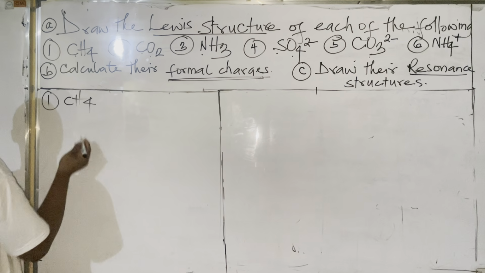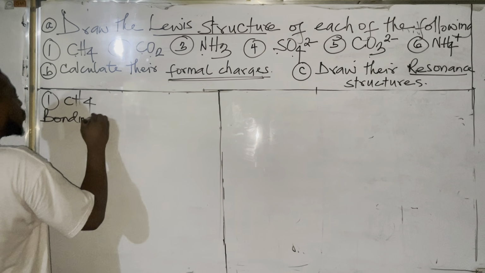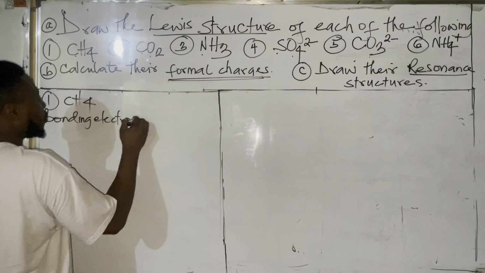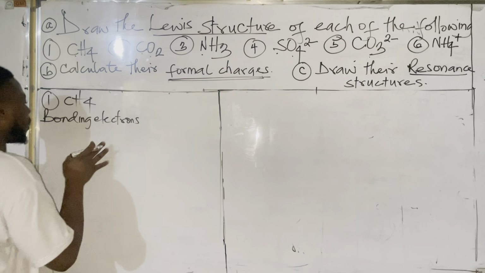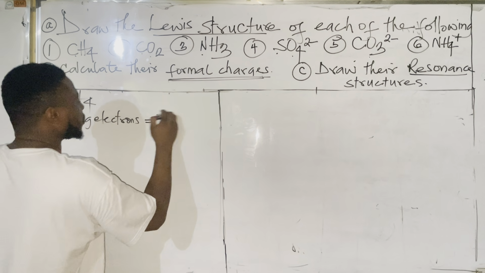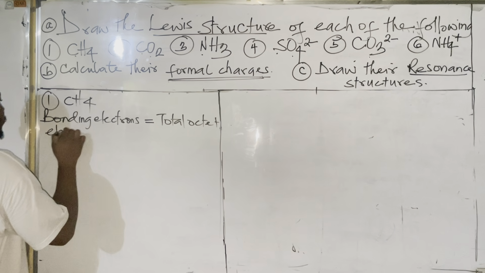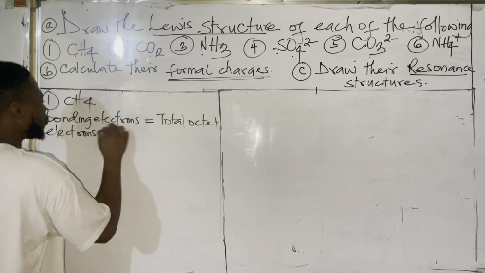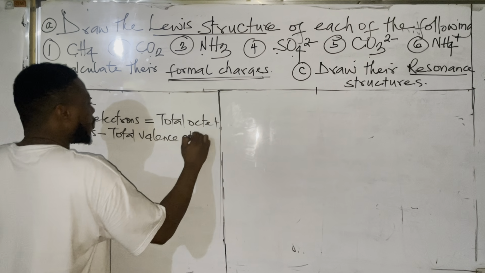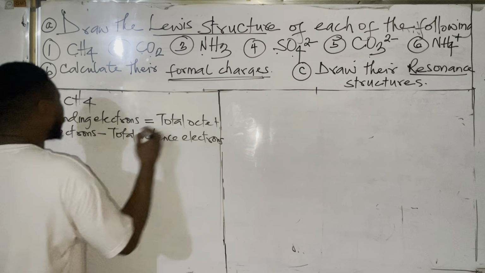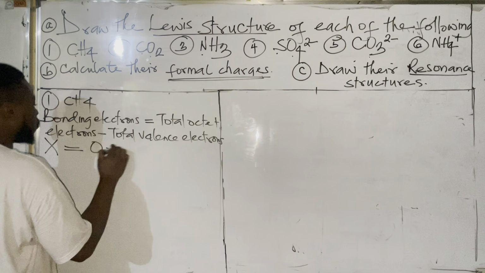So basically, there is a formula. So we start by calculating bonding electrons. So bonding electrons are basically the electrons that are in the bonds of a particular Lewis structure of a compound. So what is the formula? Bonding electrons is equal to total octet electrons minus the total valence electrons. Alright, so I'm going to be explaining this concept. What do they mean? I'm going to be explaining that for you. So it's denoted as X equals O minus V.